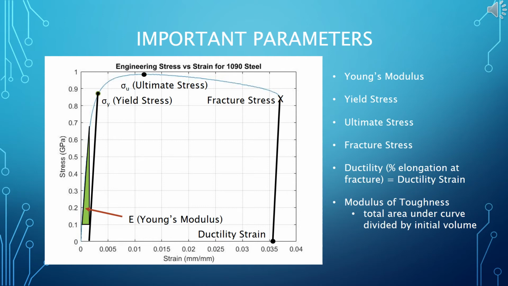The ultimate stress point is the maximum amount of stress the material can withstand. The fracture point is the point at which the material fails. If you draw another line parallel to the Young's modulus from the fracture point, the intersection with the x-axis tells you the percent elongation of the sample at fracture. By integrating the area under this closed loop and dividing by the initial sample volume, you obtain the material's modulus of toughness.